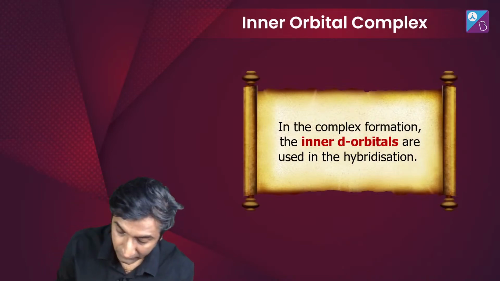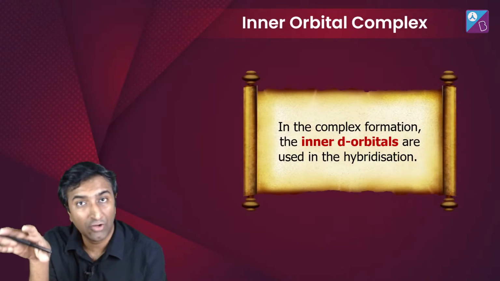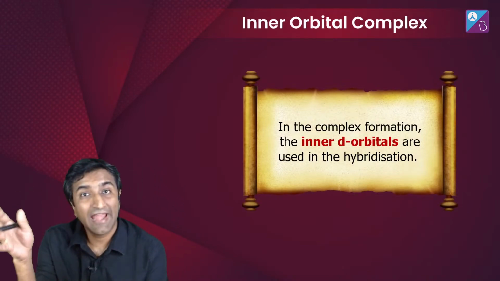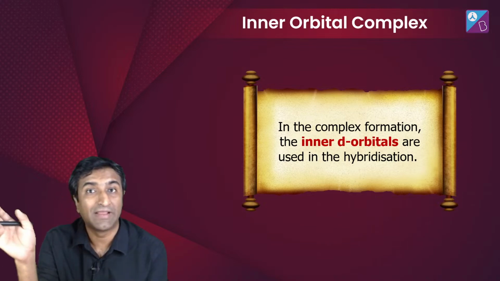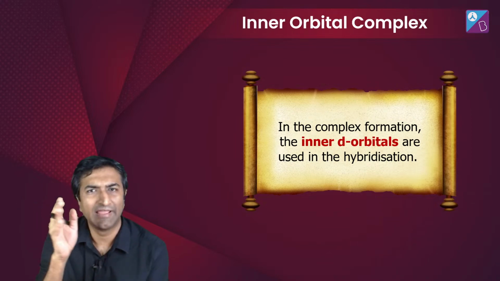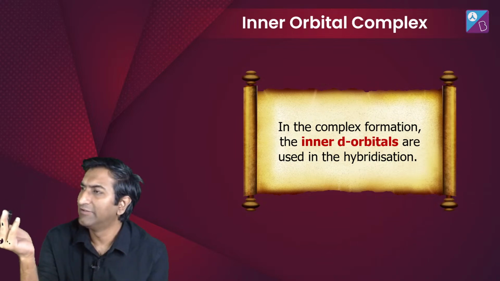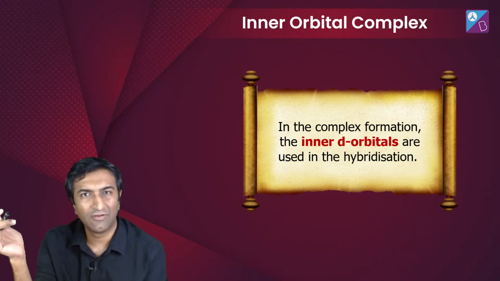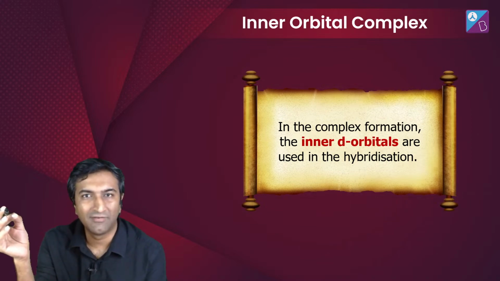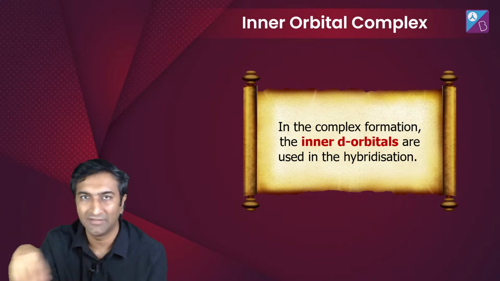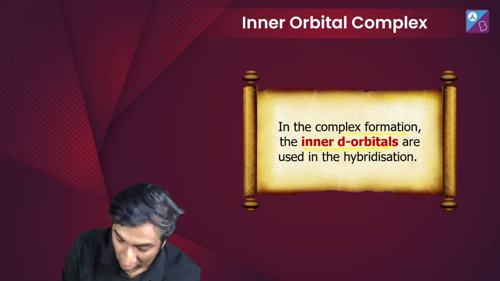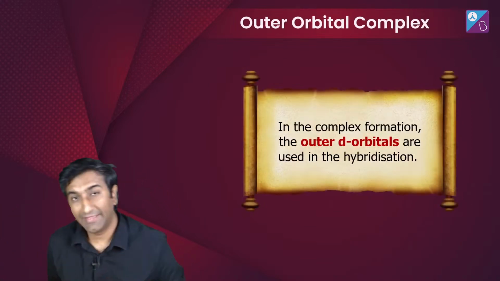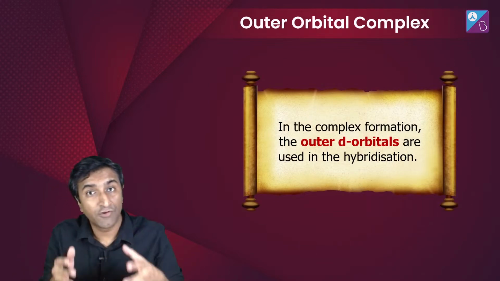खैर. So, what is an inner orbital complex? Where the ligand forces pairing and causes d orbitals to become a little empty. और वो धक्का देके, like you know how it is, where in a train coach, only 8 people can sit, but then दिन में और लोग आके बैठ जाते हैं धक्का देके. That's what's happening practically. Yeah, in the complex formation, the inner d orbitals are used in hybridization. That's because something forces pairing.